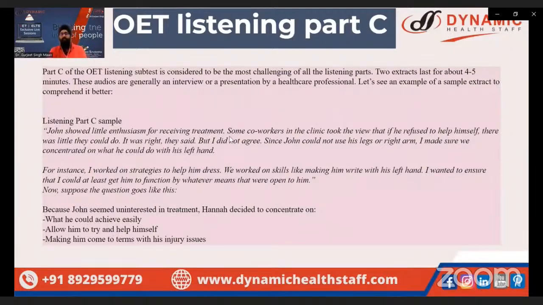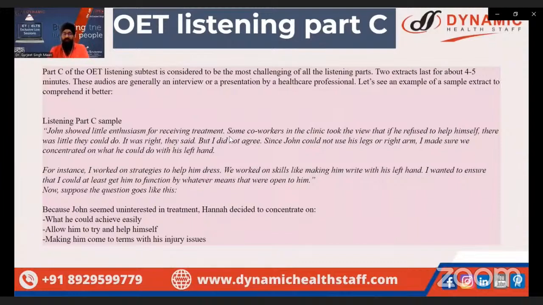John showed little enthusiasm for receiving treatment. Some co-workers in the clinic took the view that he refused to help himself. There was little they could do. It was right, they said, but I do not agree, since John could not use his legs or right arm. I made sure we concentrated on what he could do with his left hand. For instance, I worked on strategies to help him dress. We worked on skills like making him write with his left hand. I wanted to ensure that I could at least get him to function by whatever means were open to him.